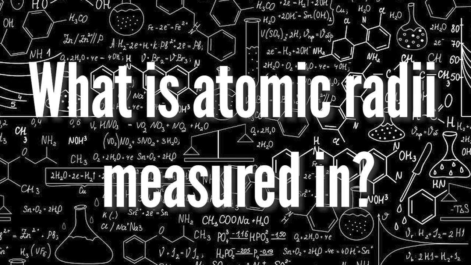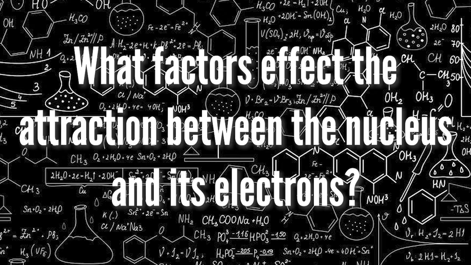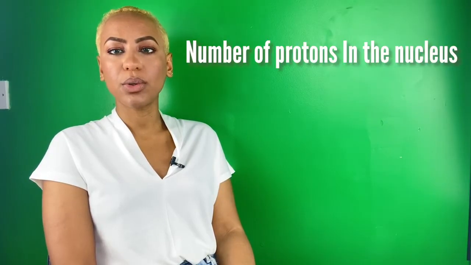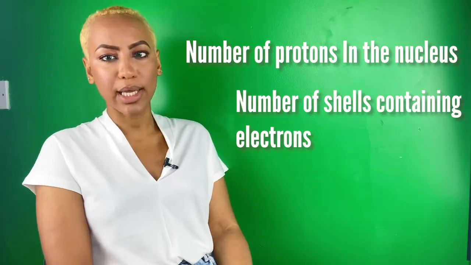14. What is atomic radius measured in? Atomic radius can be measured in nanometers or angstroms. 1 nanometer equals 10 to the minus 9 meters, and 1 angstrom equals 10 to the minus 10 meters. 15. What factors affect the attraction between the nucleus and the electron? Number 1 is the number of protons in the nucleus, and number 2 is the number of shells containing electrons.